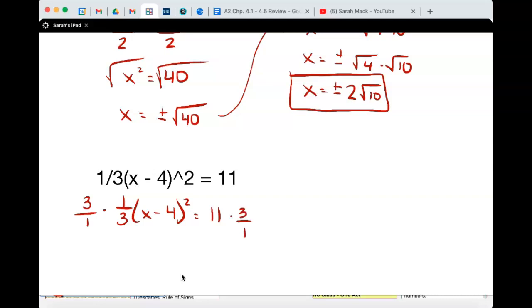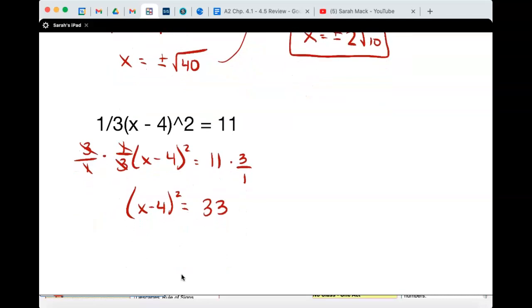It's nothing. Right? Because 3's cancel, 1's cancel. And x minus 4 to the second power equals 33. So now I have this whole quantity to the second power by itself. We can square root both sides. Right? So left side square root and square cancel. I just have x minus 4 on the right side. Got that lovely plus or minus sign with the square root of 33.